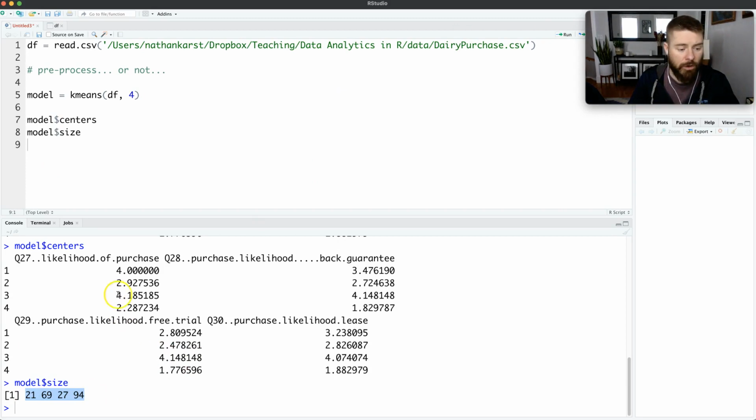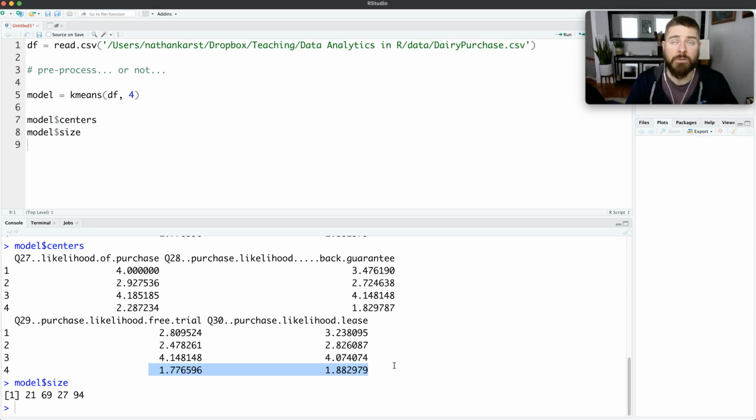And so you can see that while group 3 is the most positive, all above 4 stars across all of our categories, they're also one of the smallest with only 27 people. The largest group by far is the not so positive group, the very negative group.